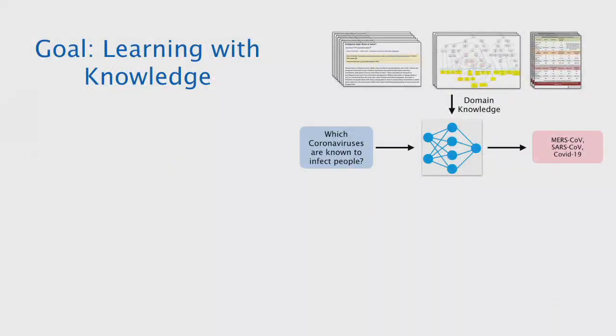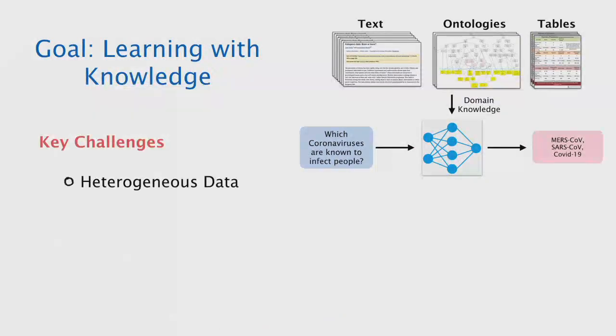And there are some very important challenges here. So first of all, I've already mentioned that domain knowledge can appear in many different formats. Some of it can be in text or ontologies or tables, whereas most of the machine learning methods that are developed today are really specific to a single kind of data, either text or graphs or images.